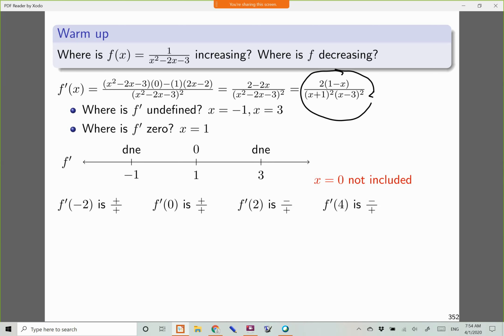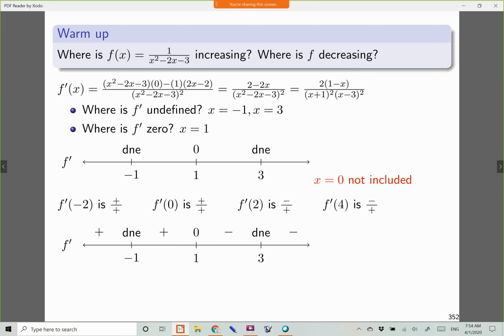Okay, so if the denominator is always positive and the numerator is the only thing that has a chance of being negative or positive, we have a positive over positive. That's where this positive sign comes from. We have a positive over positive, so there's another plus sign there. Negative divided by positive is going to be a negative, and so on.